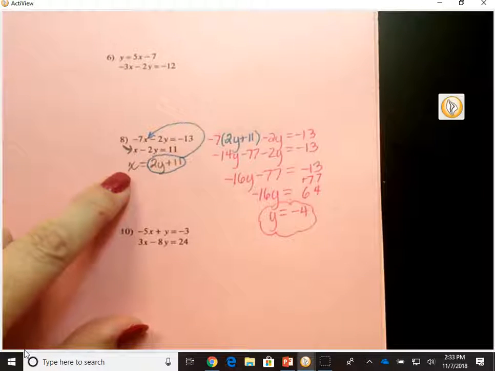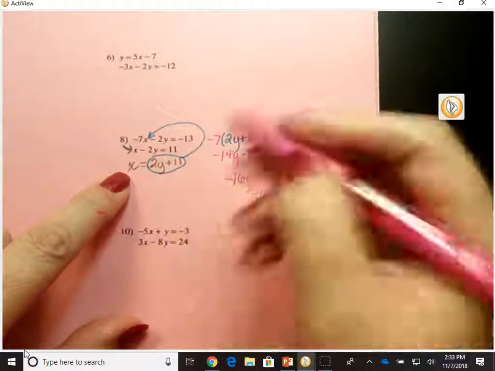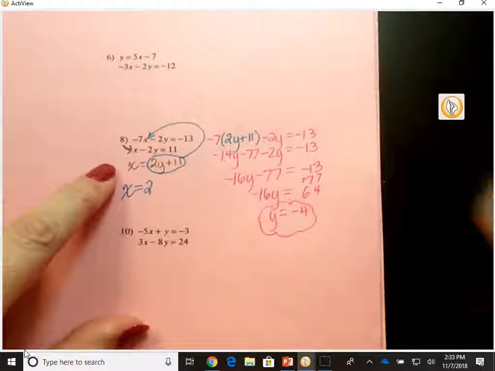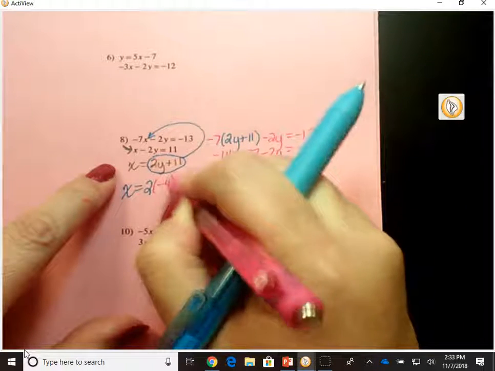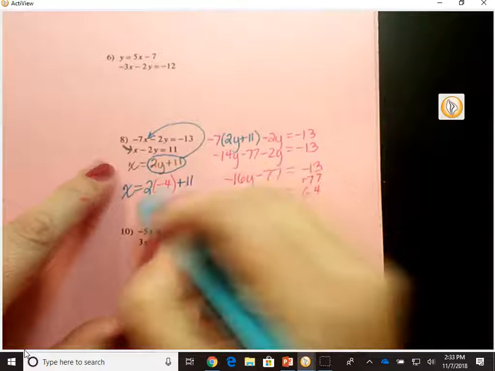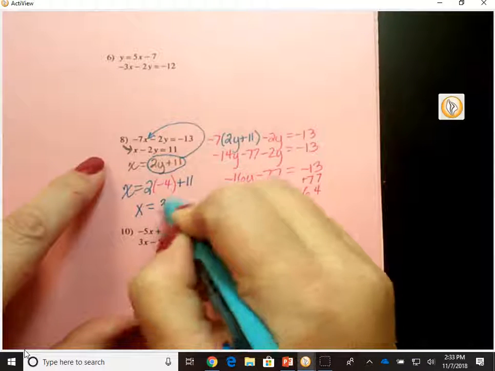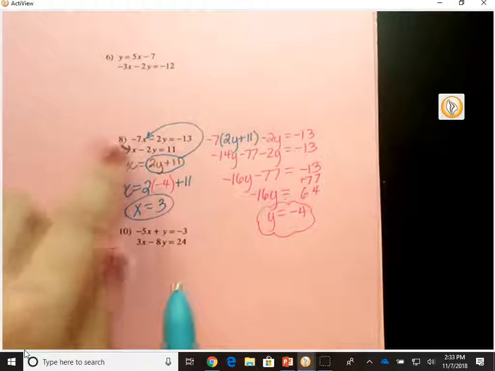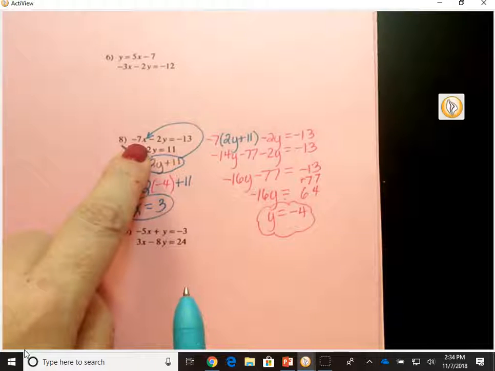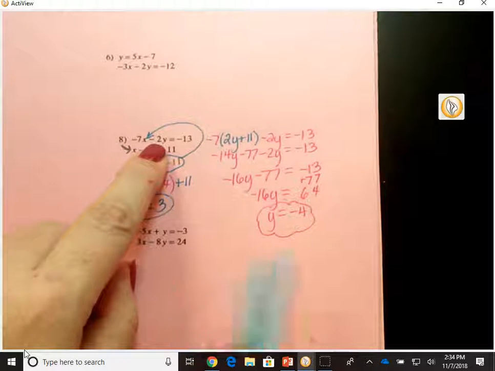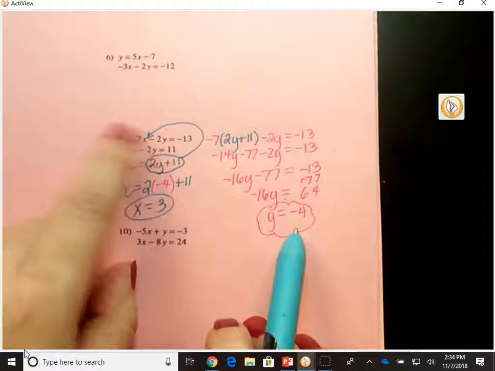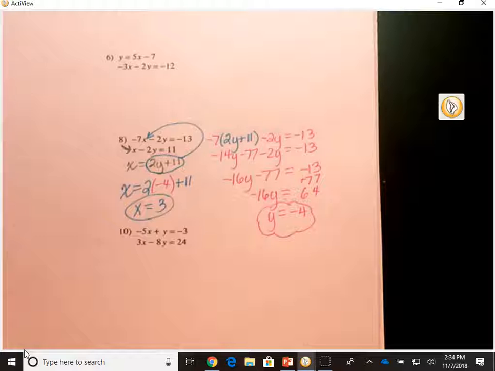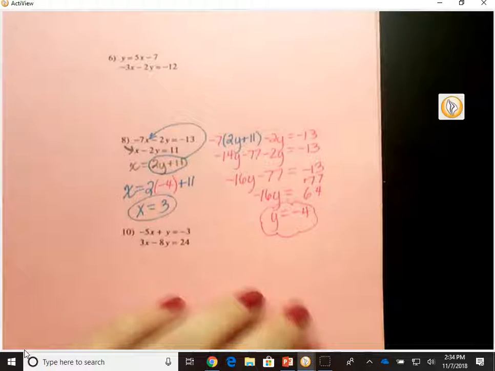Now that I know what y is, plug that in to find x. So x is 2 times negative 4 plus 11. So x would be 3. And again, to check that, I could go up here. Negative 7 times 3 is negative 21, minus 2 times negative 4, which is 8. So negative 21 plus 8 is negative 13. And that's good. So that's how you want to do these first 20, which are solving by substitution.